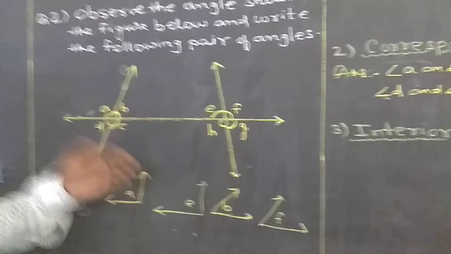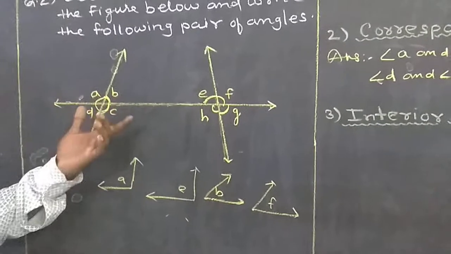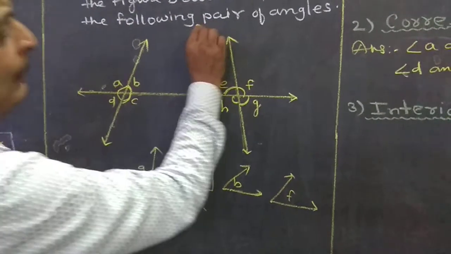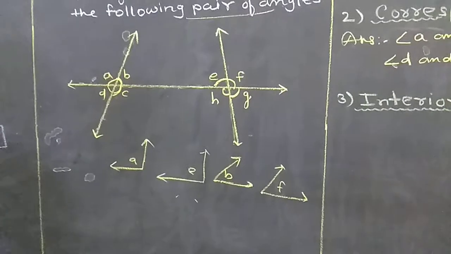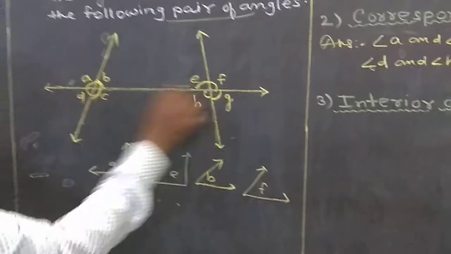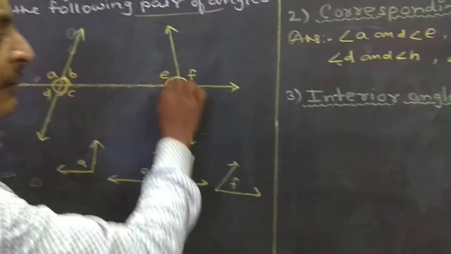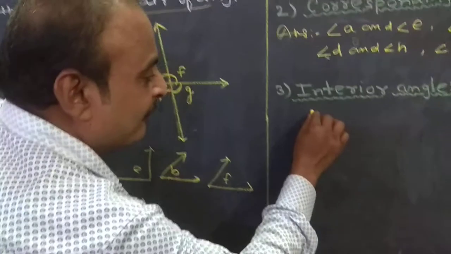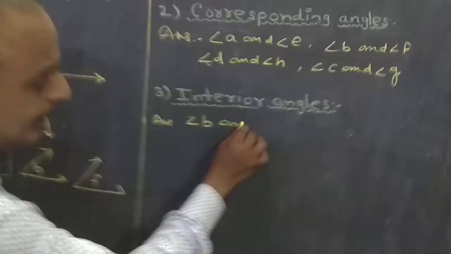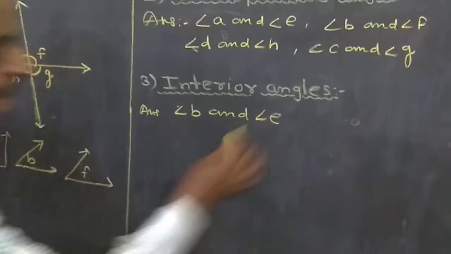We already know that the sum of two interior angles is always supplementary, but here we only have to write down the pairs of angles. So we are not going to write the measure of these. So angle B and angle E is a pair of interior angles. Write down here the answer, angle B and angle E.